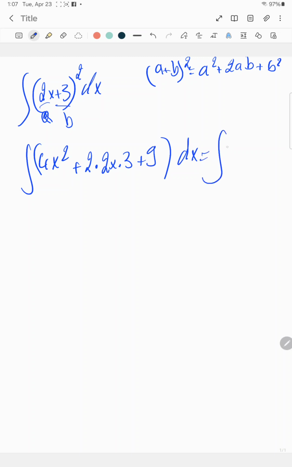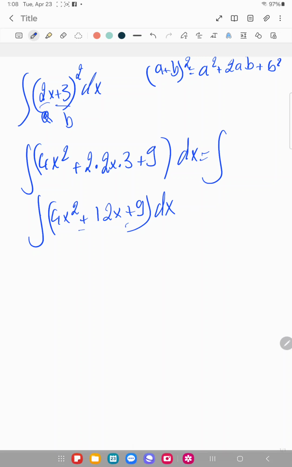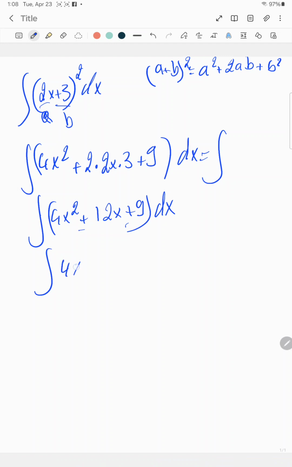So it becomes the integral of 4x squared plus 12x plus 9 dx. And because there is a plus, I can write it as many integrals. It becomes the integral of 4x squared dx plus the integral of 12x dx plus the integral of 9 dx.